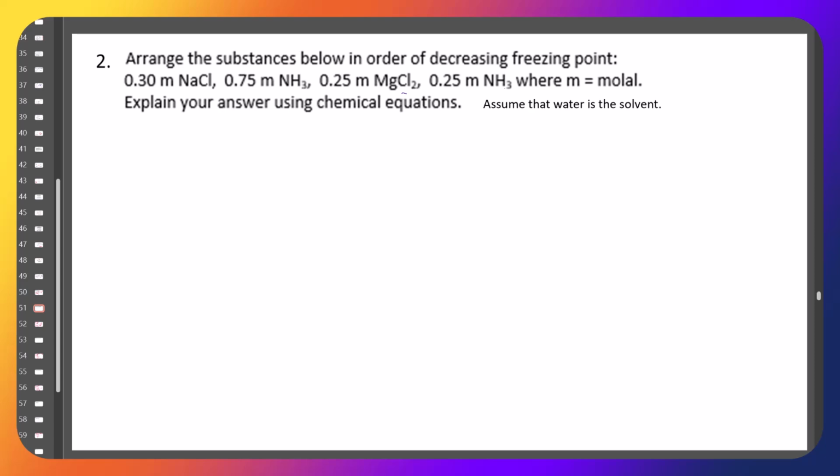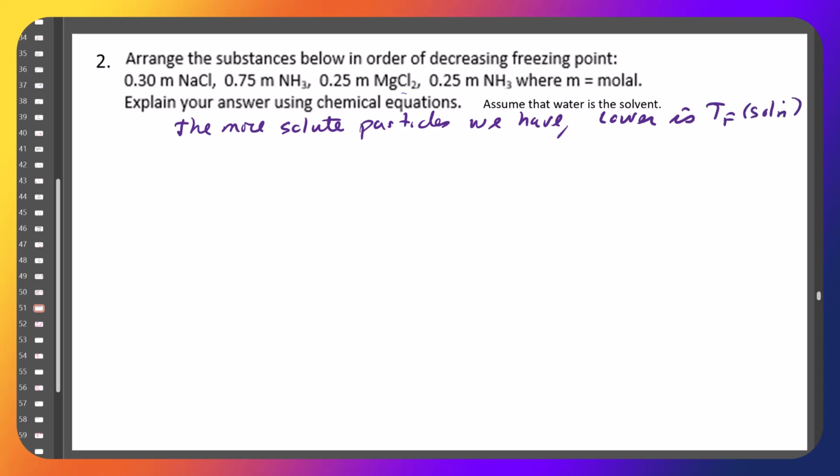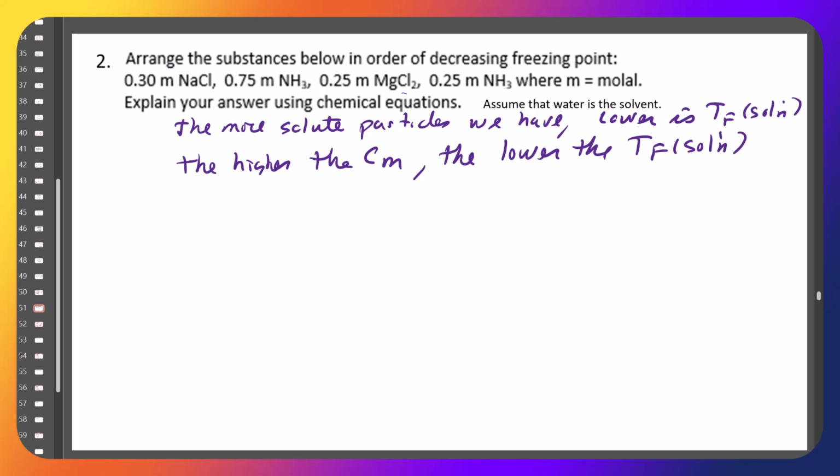So our concept here is the more solute particles we have, the lower is the freezing point of the solution. Or in other words, the higher the molal concentration, the lower the freezing point of the solution. That's the concept. Mathematically, we know that the freezing point of the solution is equal to the freezing point of the pure solvent, here it's going to be water, minus that freezing point depression delta T. I think in your book I have this in aqueous solution. Yeah, water.